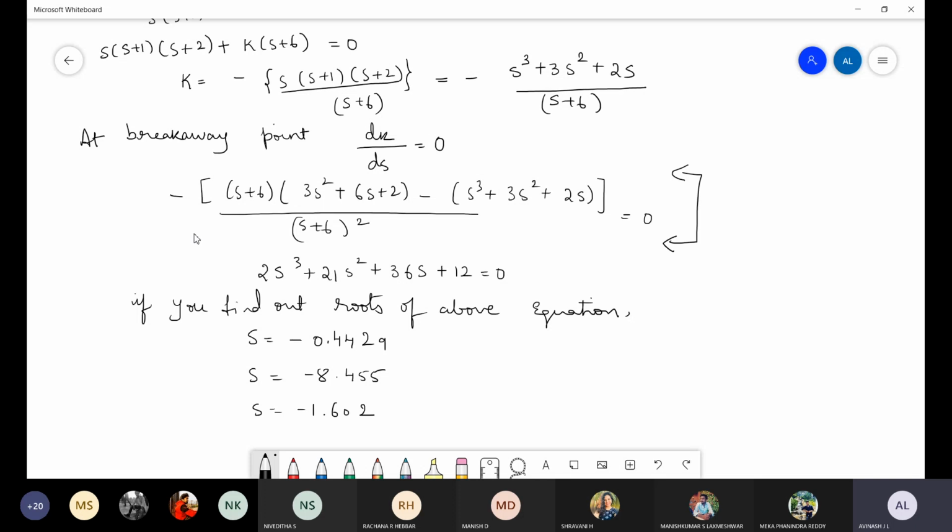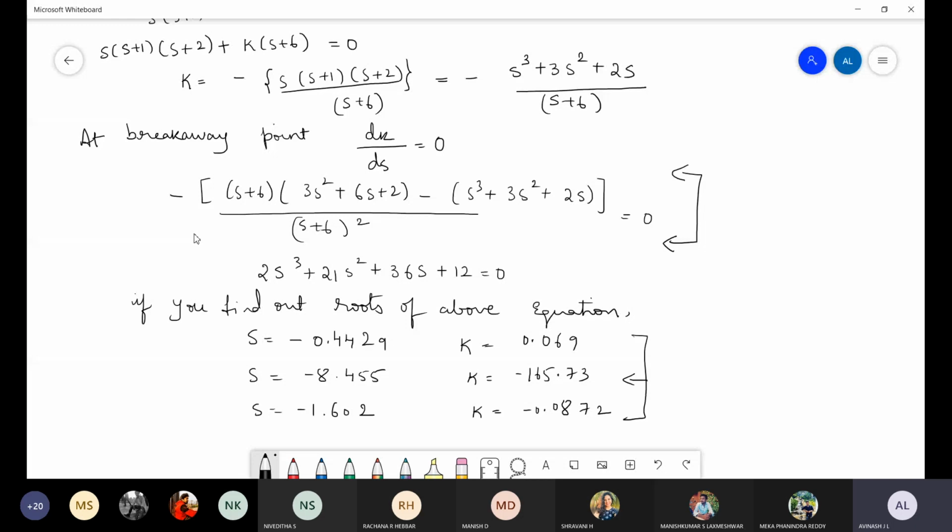Once you get these, you need to substitute these values into the equation for K, and you have to see whether the K value is positive or not. When I substitute the first value, I got K equal to 0.069, and when I substitute s equal to minus 8.455, I got minus 165.73. And the third, when I substitute this value, I got K equal to minus 0.0872. So three values I got.